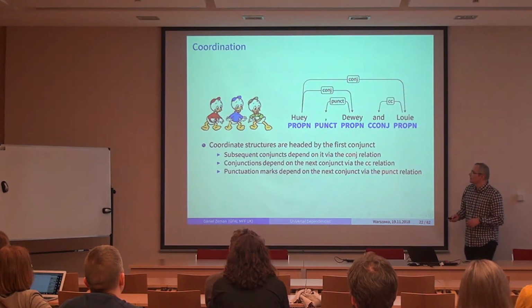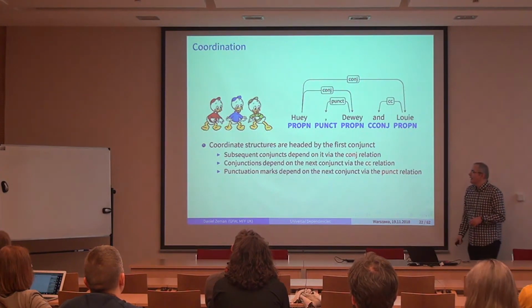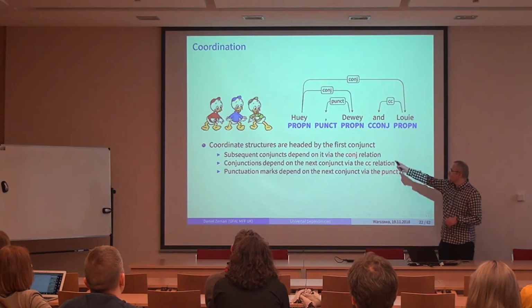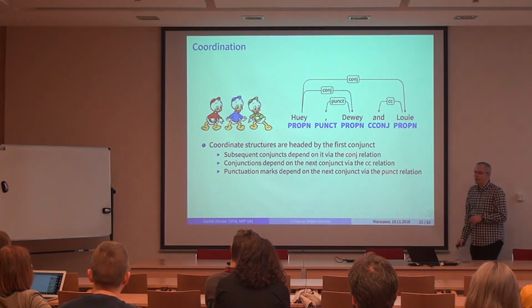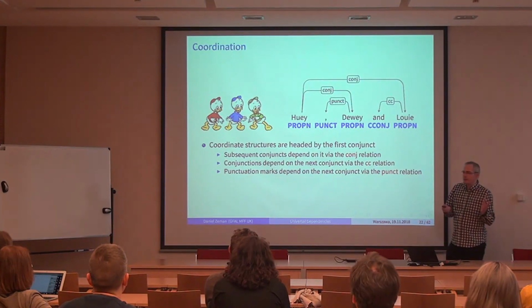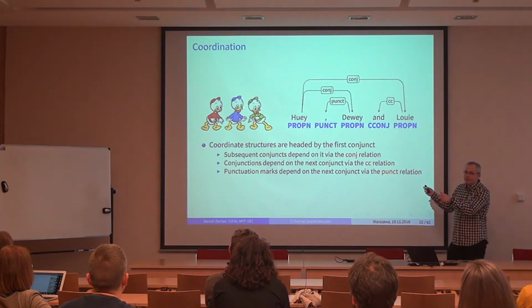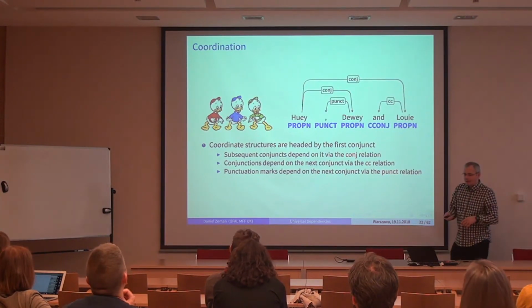And the other conjuncts, here Dewey and Louis, are attached to the first one. And if there are any delimiters like punctuation and conjunction, then they are attached to the immediately following conjunct. Now, I said that this is arbitrary. This is just saying all the conjuncts are really at the same level, but we just have to pick one of them as the representative of the entire phrase.